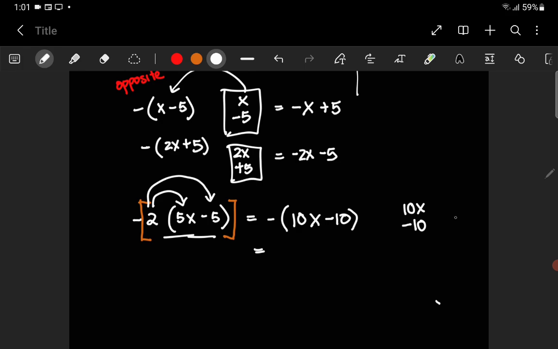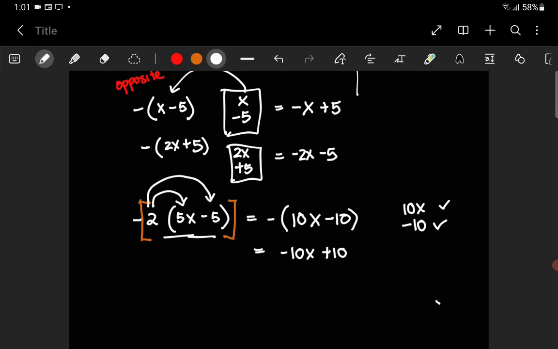Oh, I have 10x, added by 10x, and then minus it by 10. The opposite of 10x will be negative 10x. What is the opposite of minus 10? Oh, it will be plus 10. Okay? Make sure that you do understand the concept of expanding an expression. You need to understand also about simplifying expression.